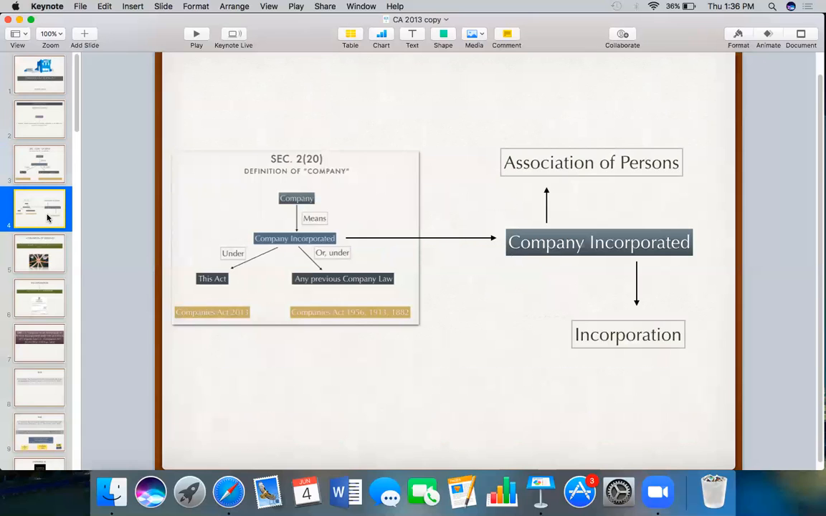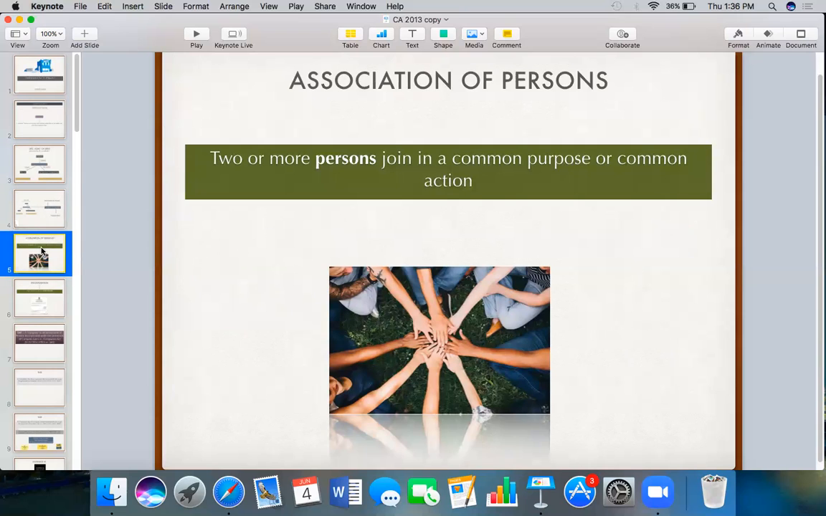Now, as I said, we're going to interpret the meaning of this term, company incorporated, because the definition seems to be incomplete. Firstly, the company means the association of persons, and incorporated means the incorporation. So what is the meaning of association of persons, and what do you mean by incorporation? That'll be talked about further. Firstly, an association of persons can be defined as when two or more persons join in for a common purpose or common action. The common purpose could be anything.